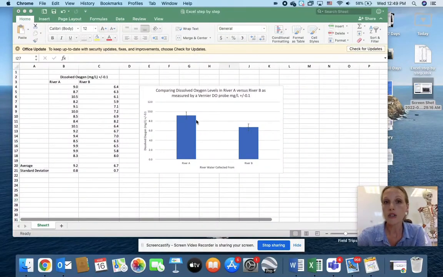The next thing I want to look at is, do the error bars overlap? Overlapping error bars means that there is not a significant difference between one group and the next, and that's because the data points could fall within either group. Well, in this case, the top of this error bar, if I were to go along, the top of that error bar does not overlap with the bottom of this error bar. So since there's no overlap in the error bars, we can suggest that the dissolved oxygen concentration in River A is significantly higher than the dissolved oxygen content in River B.